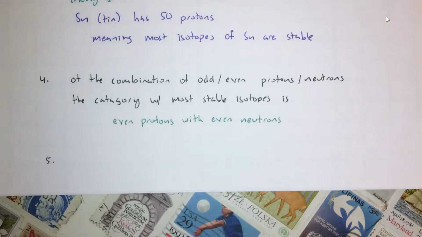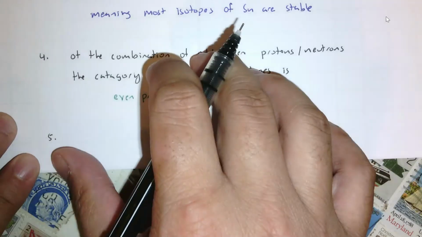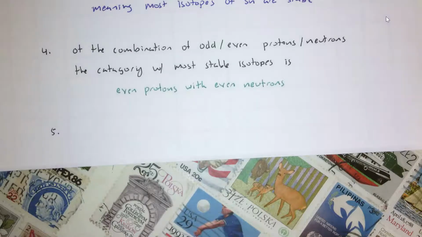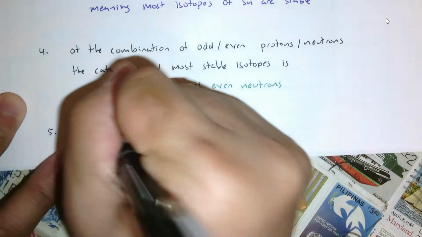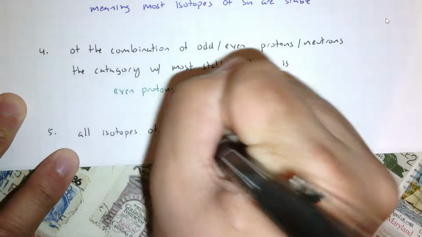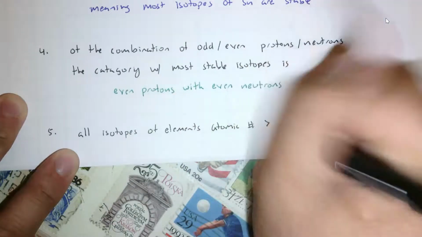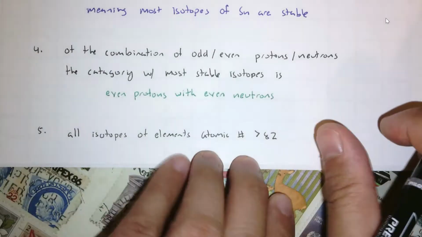We have one more rule, rule number 5. Let me just double check this rule. All isotopes of elements with atomic number greater than 82 are considered radioactive.